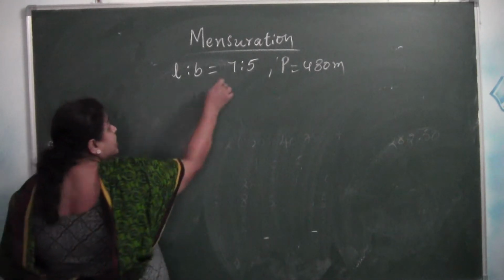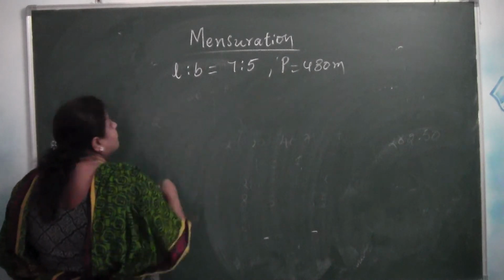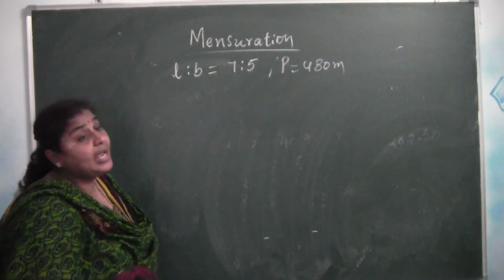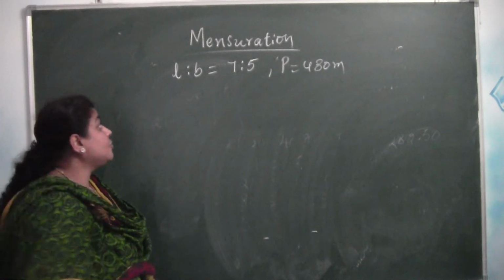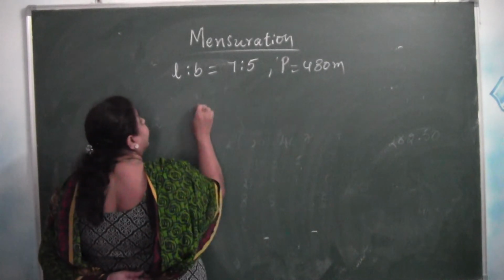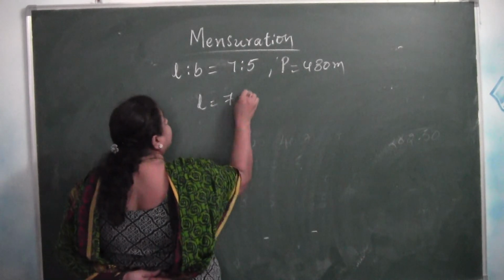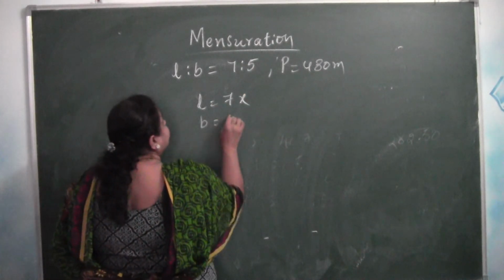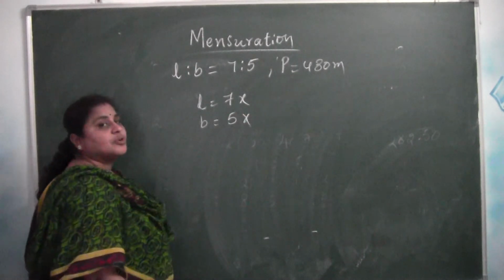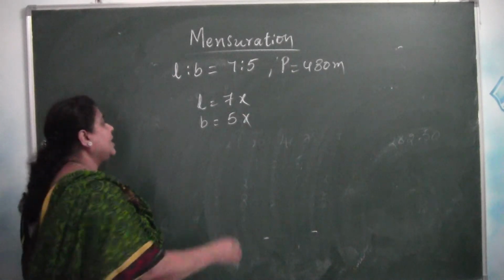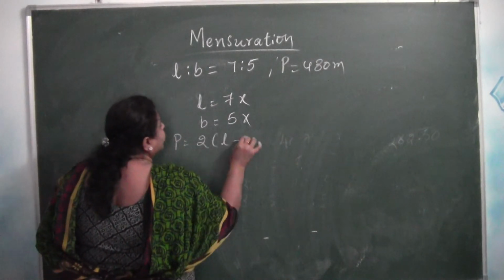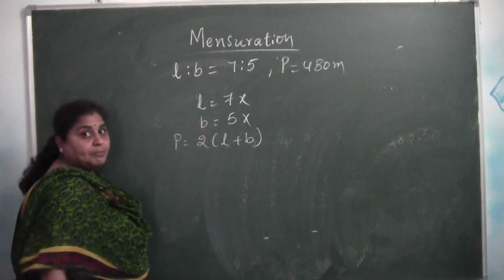Given the ratio as 7:5, let us take the length and breadth in terms of x. When it is given 7:5, your length will be 7 times x and breadth is equal to 5 times x. Now, what is the perimeter formula? 2 into L plus B.